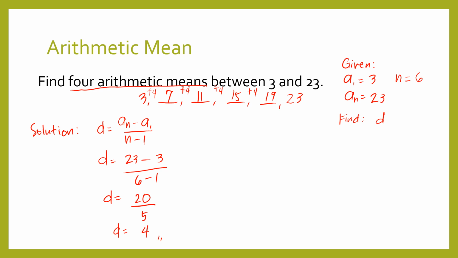But the question becomes, is your last term 23 once I add 4? If yes, then that is correct. 19 plus 4 is 23. So therefore, our 4 arithmetic means between these two extremes are 7, 11, 15, and 19 only.